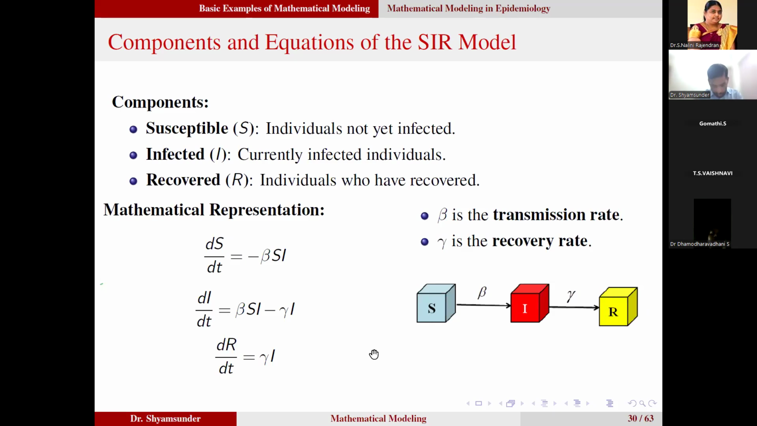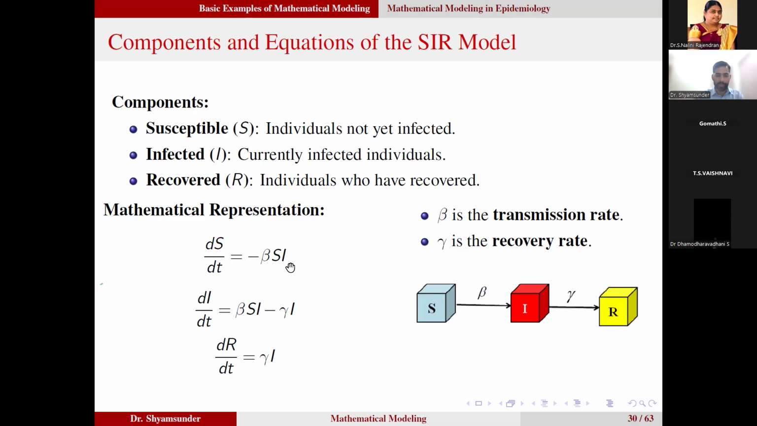This is the structure of this model as a flow chart. S is the susceptible population, beta is the transmission rate, I is the infected population, gamma is the recovery rate, and R represents the recovered population. These are the three compartments of the model, S, I, and R. Then we convert this into mathematical equations.